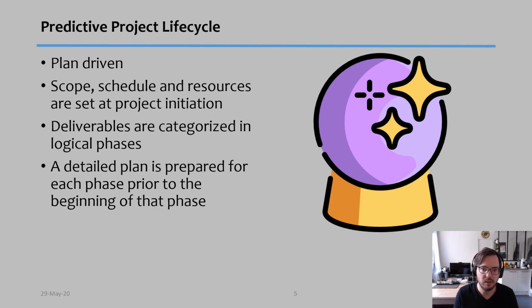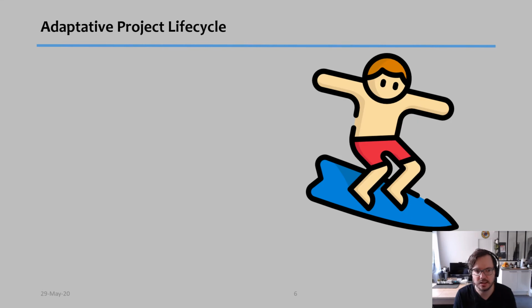Your deliverables will be categorized into logical phases, and like I was explaining before, we divide the project into phases, and each phase has an objective to be met. And our detailed plan is prepared for each phase before the beginning of every phase. Therefore, we have a high-level plan for the whole project, but normally the detailed plan we start at the end of each phase for the next phase.